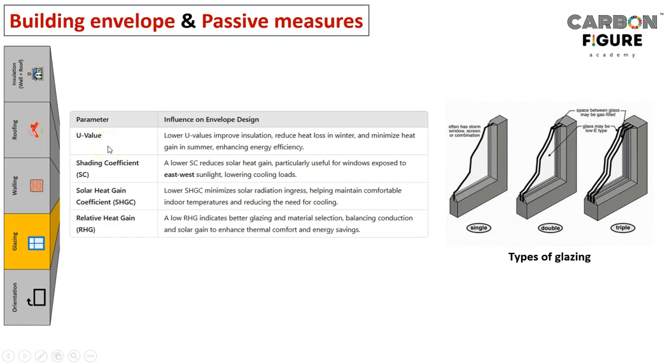So U value: a lower U value improves insulation, reduces heat loss in winter and minimizes heat gain in summer. So it enhances the energy efficiency obviously. Then shading coefficient: again, a lower value reduces solar heat gain, particularly useful for windows exposed to east-west sunlight, right? Then solar heat gain coefficient, SHGC: a lower SHGC minimizes solar radiation ingress, helping maintain comfortable indoor temperatures and reducing the need for cooling.